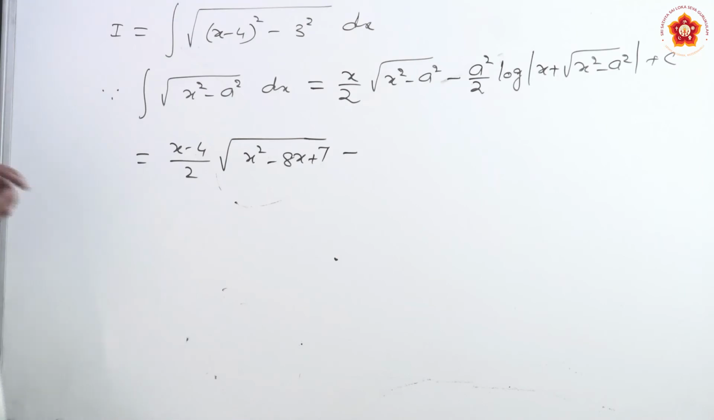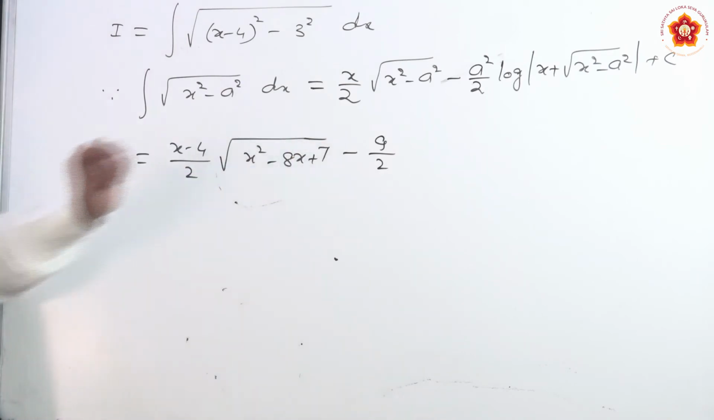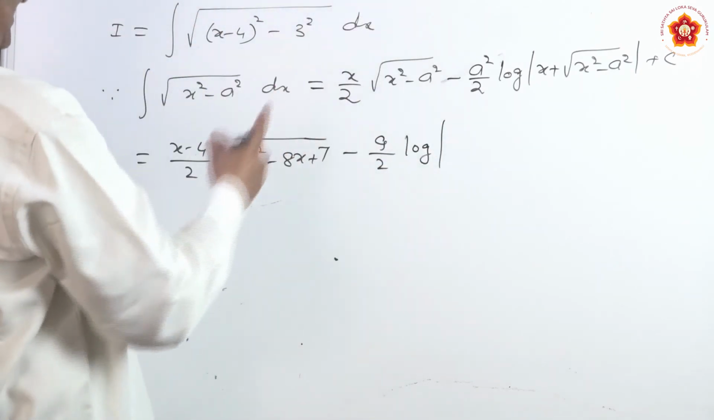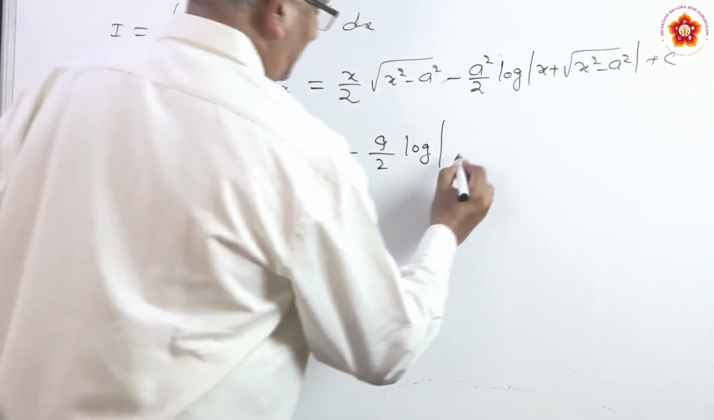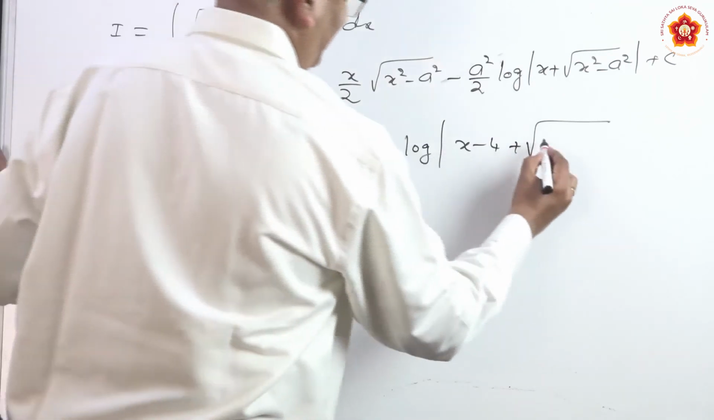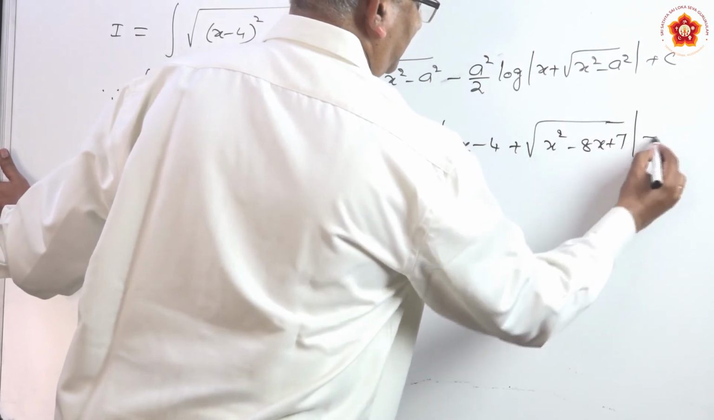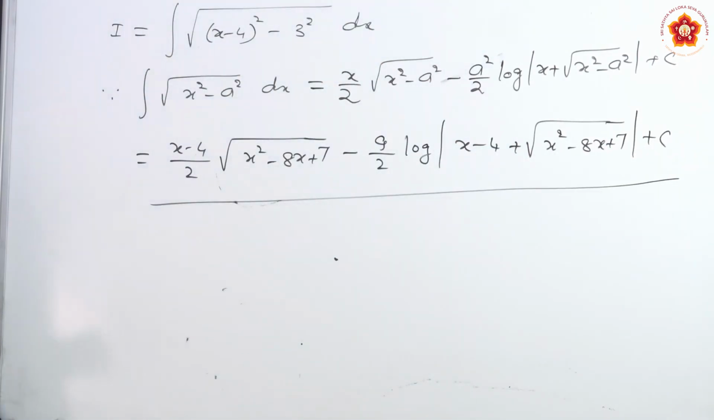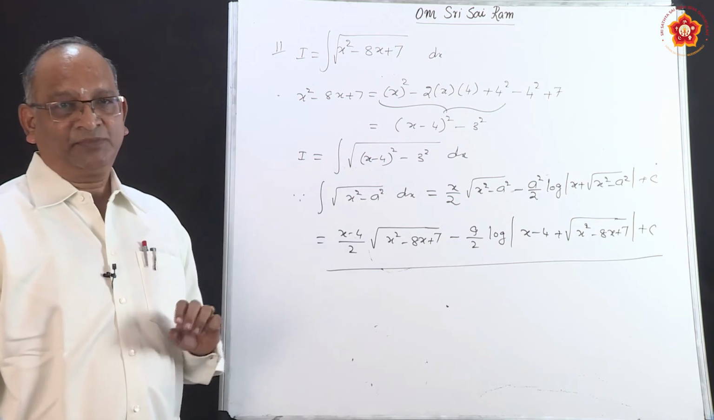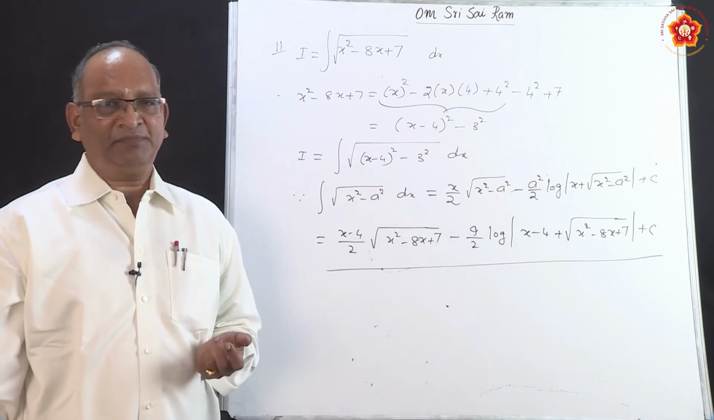Minus a square by 2. What is a here? 3. 3 square is 9. Minus 9 by 2 log modulus of x. What is x here? We have taken x minus 4. So, x minus 4 plus under root of this whole thing will be what he has given, x square minus 8x plus 7, plus c. This is the answer. So, in this way we will be able to solve the problems. We have taken different types by using different formulae and we solved the problems.